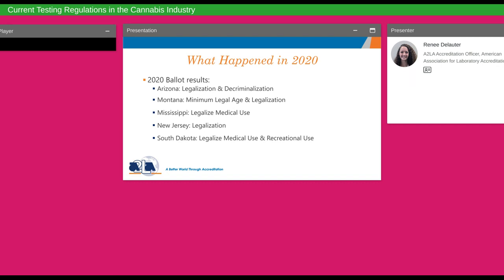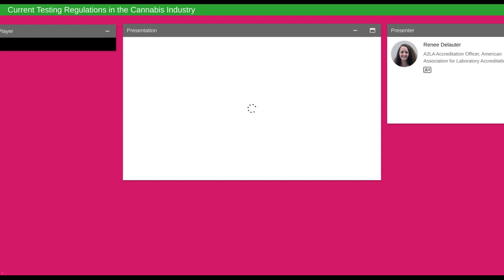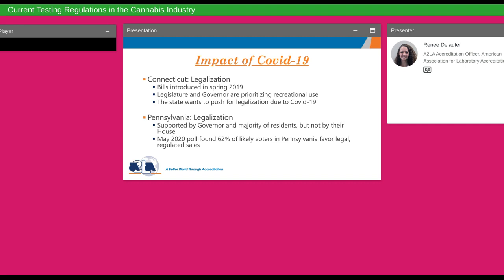Meanwhile, in Mississippi, Montana and South Dakota, things haven't gone so smoothly. Opponents to legalization in all 3 states have filed lawsuits challenging the voter-approved laws on procedural grounds. Many states did not have the time or resources to move forward with ballot initiatives due to the pandemic and state shutdowns. However, some states are pursuing legalization because of the pandemic.